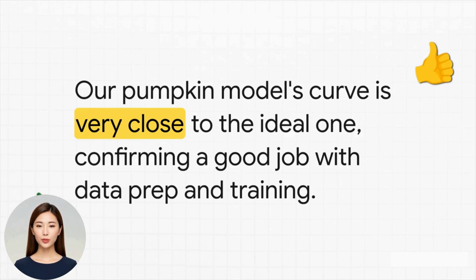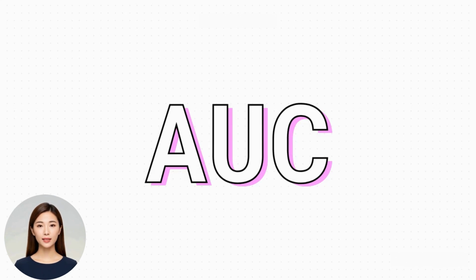And just to bring it all back home, the pumpkin model from the source material, it was fantastic. Its ROC curve was almost perfect, which meant it got an AUC score really, really close to 1.0. It's a great way to confirm that all that hard work in preparing the data and training the model really paid off. So the big takeaway here is this.